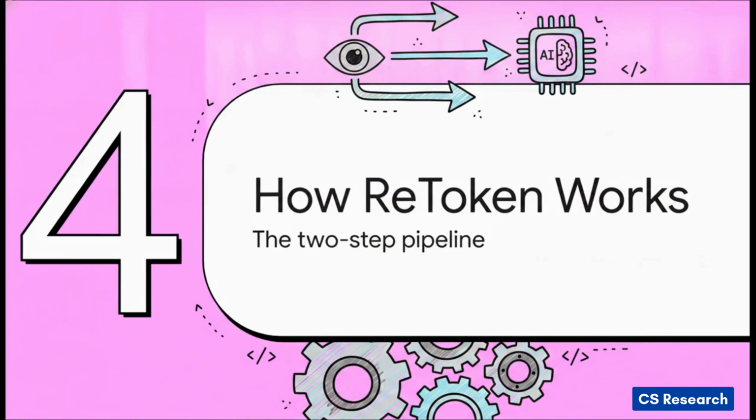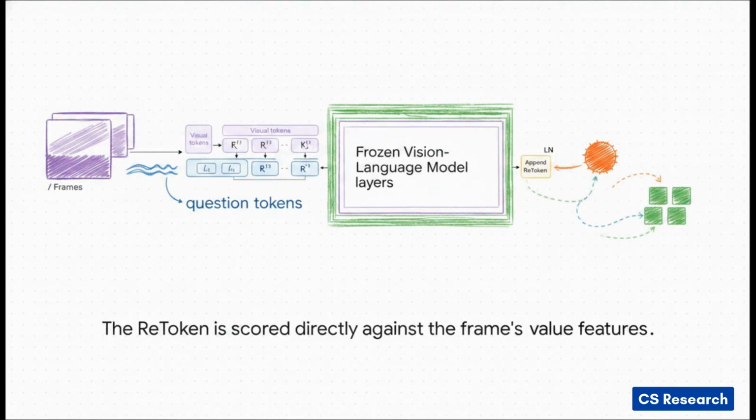Moving right along to Section 4, how ReToken actually works. Let's break down the engineering pipeline. So we know it works in theory, but how does the code actually execute this magic? First, we have the training pipeline. Let's really trace the flow of this diagram, moving from left to right. On the far left, we input our video frames, which become those purple visual tokens. Below that, we also input our blue question tokens.